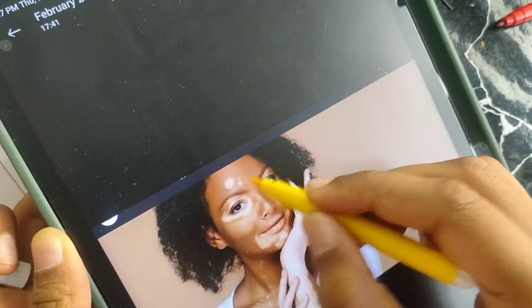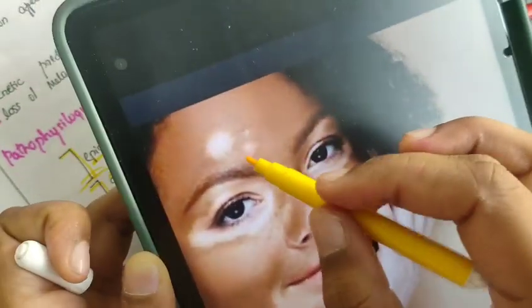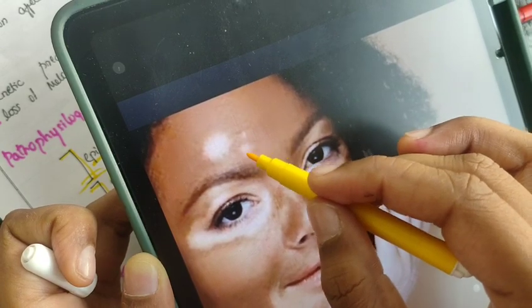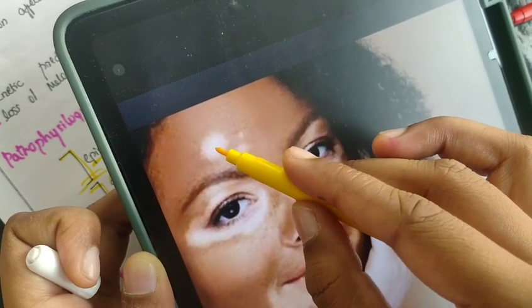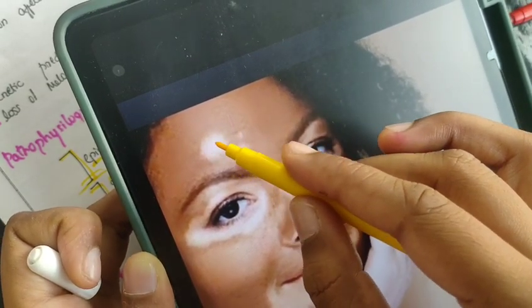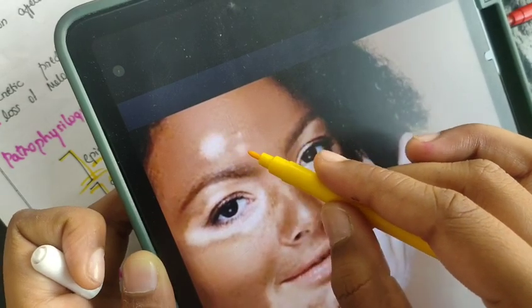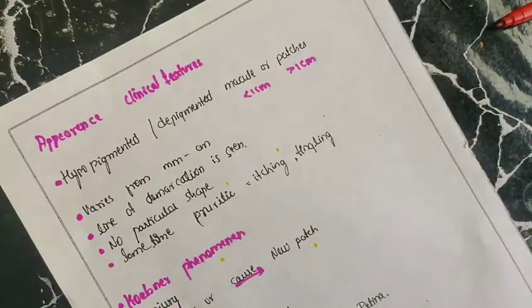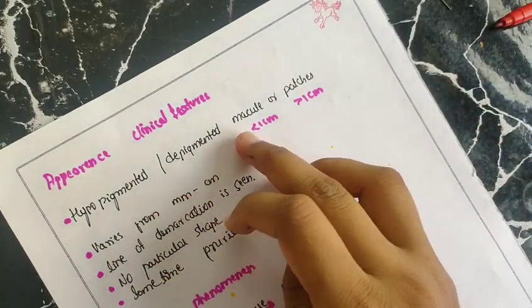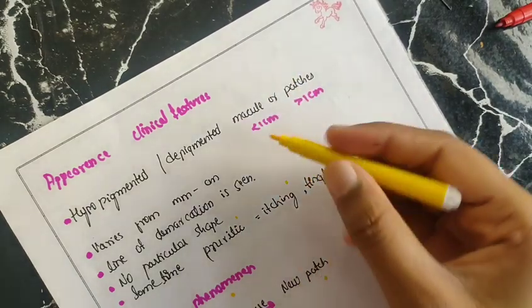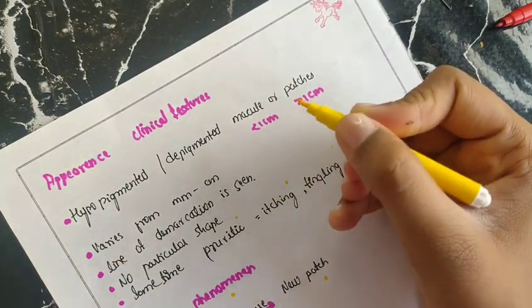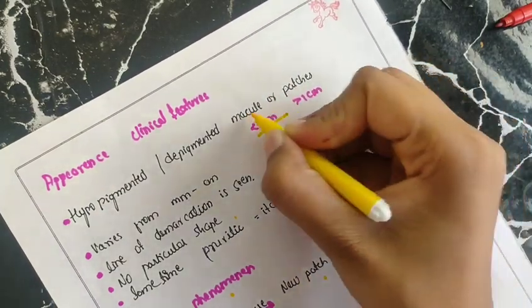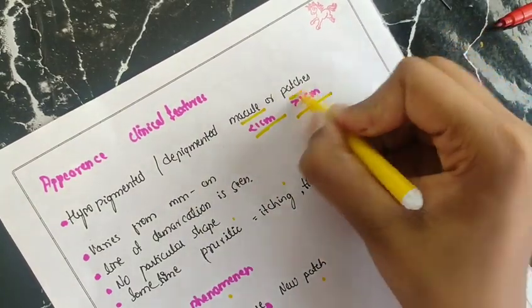And this smaller patch, you can see the small patch less than 1 centimeter, this is called a macule, whereas this larger hypopigmented area is called a patch. If it is more than 1 centimeter, it's a patch. Less than 1 centimeter, it's a macule. It may be a macule or a patch. See, how it appears: hypopigmented or depigmented macules or patches. If the hypopigmented or depigmented area is less than 1 centimeter, it's a macule. More than 1 centimeter, it will be a patch.